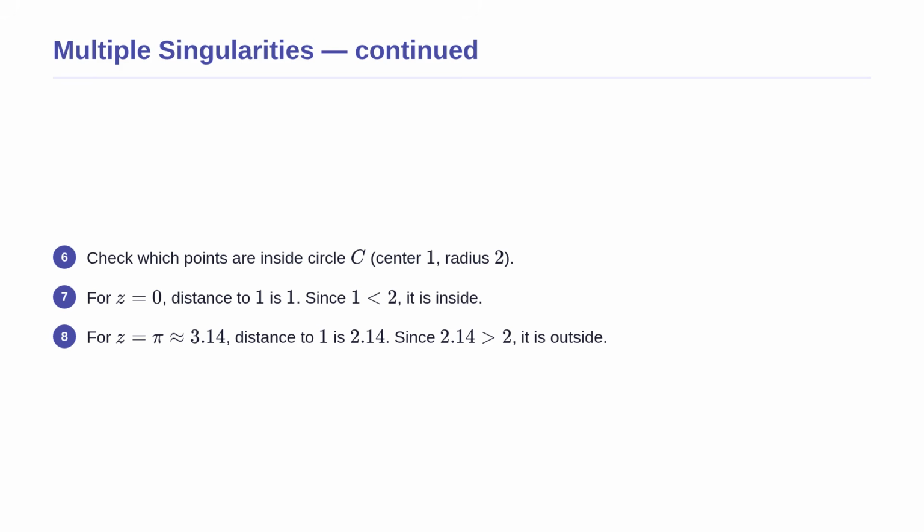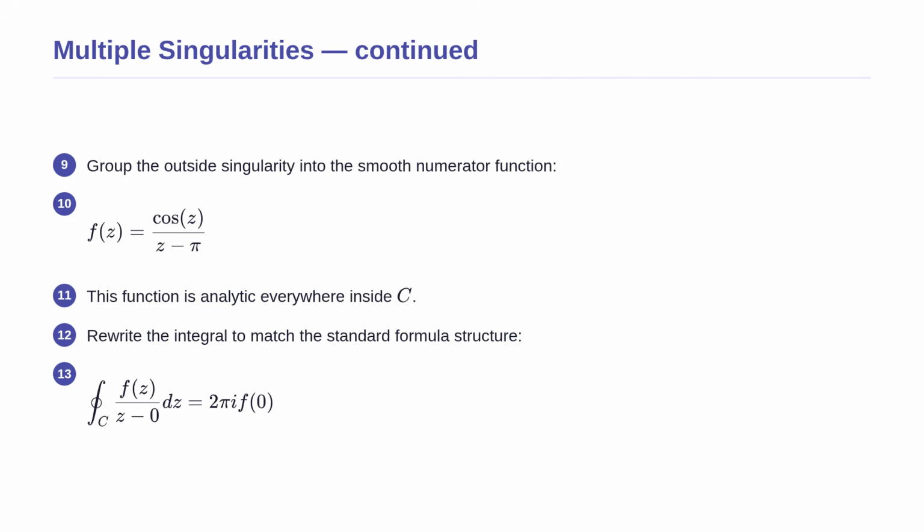The Cauchy integral formula only cares about points inside the loop, so we must handle the outside point differently. Since the point pi is outside our boundary, we group that part of the fraction into our smooth numerator function. By defining f of z as cosine of z divided by z minus pi, we have created a function that is perfectly smooth and analytic everywhere inside our circle. The only place it breaks down is at pi, which is safely outside our boundary.